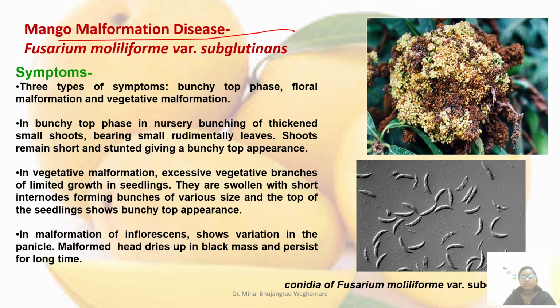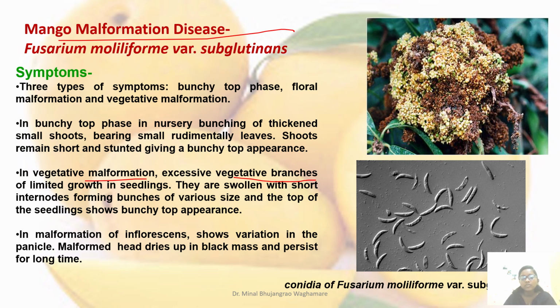The shoots will grow very short, and in the short shoot we can find small rudimentary leaves appear. Due to this, the crop gets a bunchy top appearance. Coming to the next phase, that is vegetative malformation. In this, in the seedling growth stage, excessive vegetative branches appear. Due to this, a grassy appearance comes to the plant, and it shows the vegetative malformation of the plant.